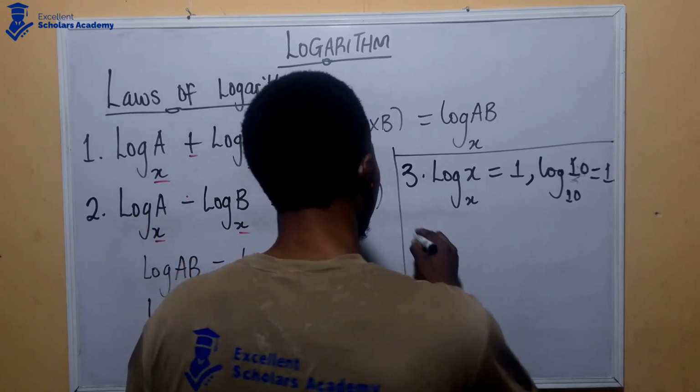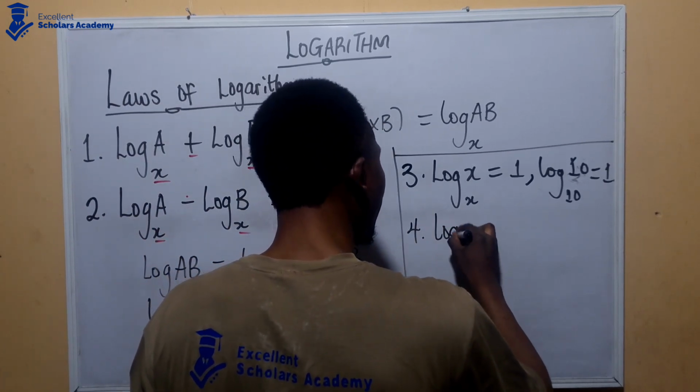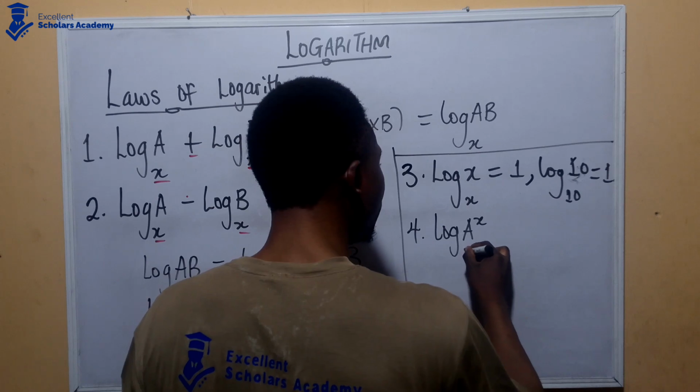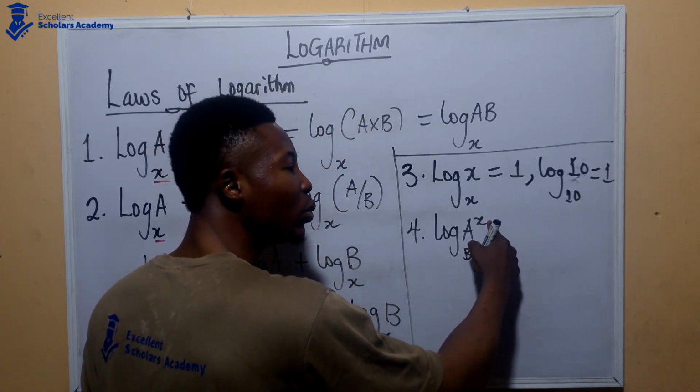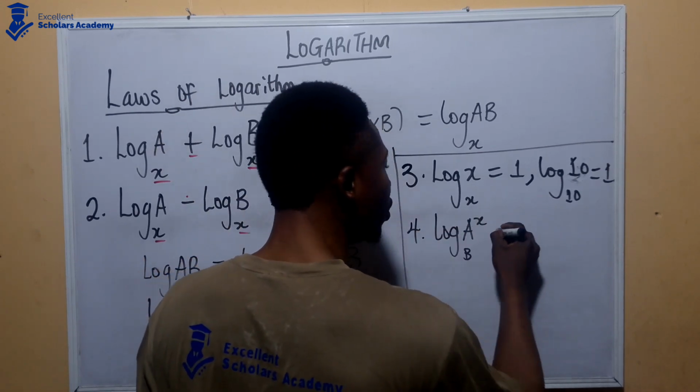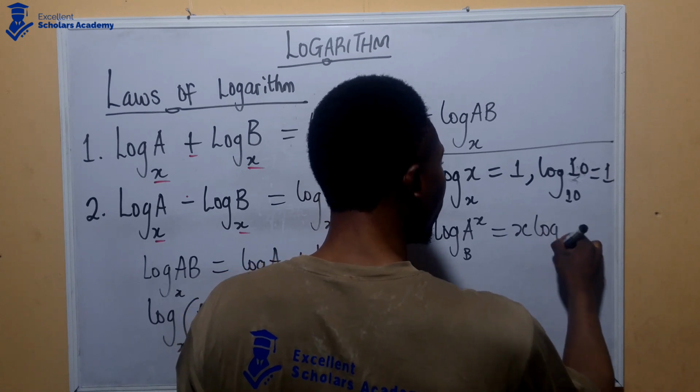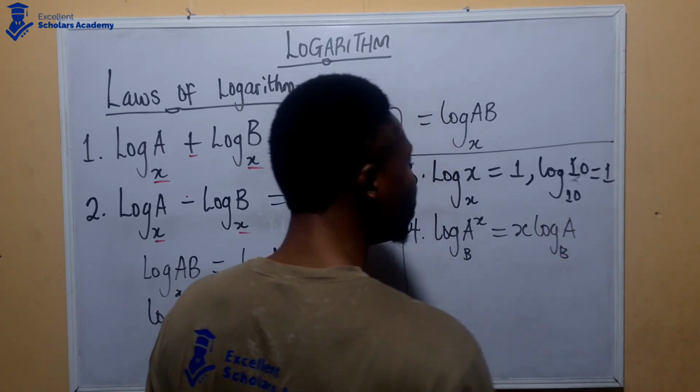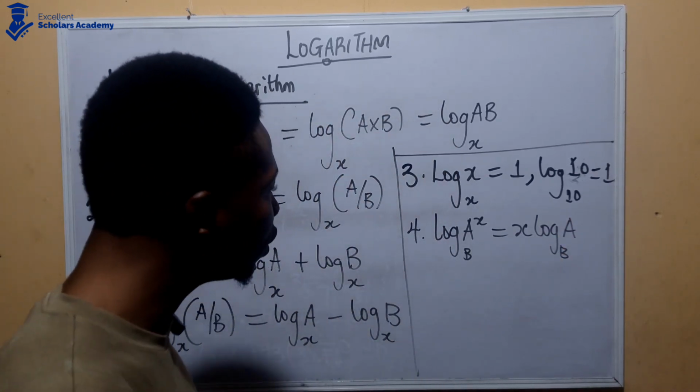Now another law we'll look at is the one that says if you have log a to the power of x base b, this power of a, which is x, can come behind this logarithm and then it becomes x log a base b.